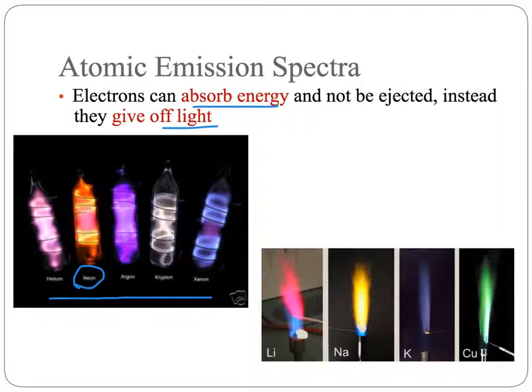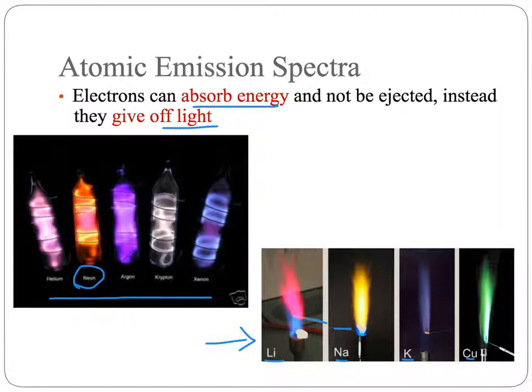Also, if you burn elements, here you can see a little stick, and a little compound or element is placed on the end of that stick. It's put in a flame, and different elements will burn with characteristic color. Lithium comes out pink, sodium yellow, potassium sort of purpley blue, copper nice and green. So heat energy is being added to these elements, and colored light is coming out.